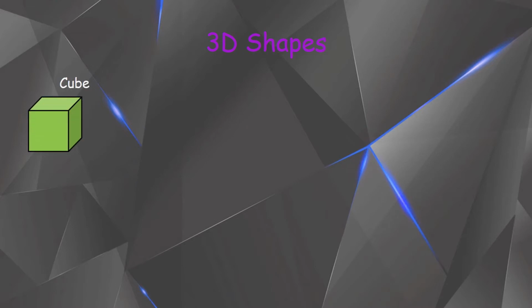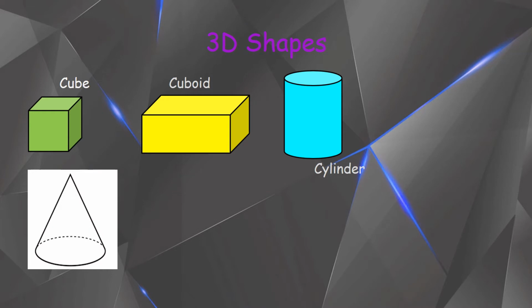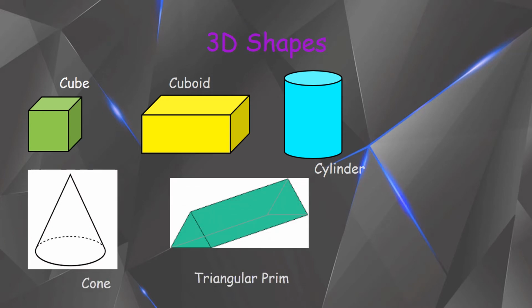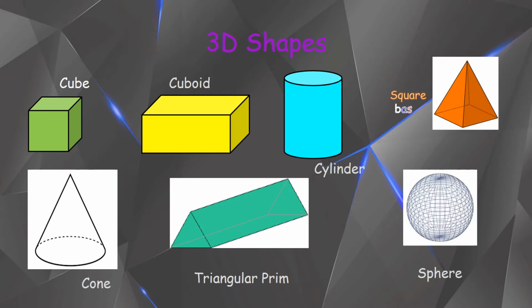Look at this. This shape is named cube, and this is cuboid. This is cylinder. This one is cone. This is triangular prism, and this is sphere. This is called square-based pyramid.